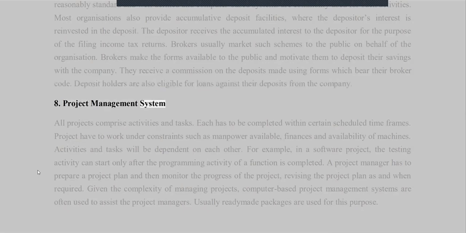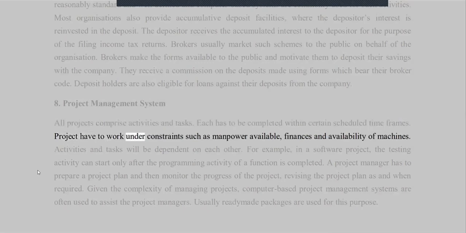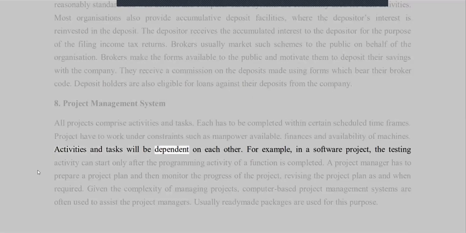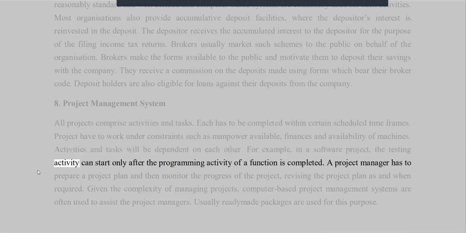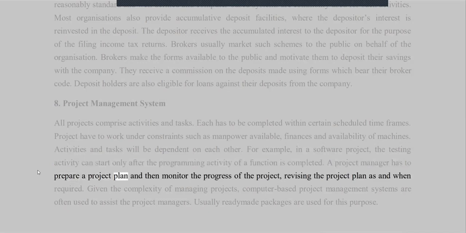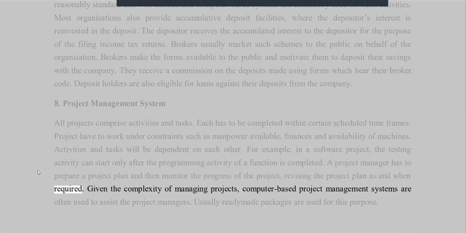8. Project Management System. All projects comprise activities and tasks. Each has to be completed within certain scheduled time frames. Projects have to work under constraints such as manpower available, finances, and availability of machines. Activities and tasks will be dependent on each other. For example, in a software project, the testing activity can start only after the programming activity of a function is completed. A project manager has to prepare a project plan and then monitor the progress of the project, revising the project plan as and when required.